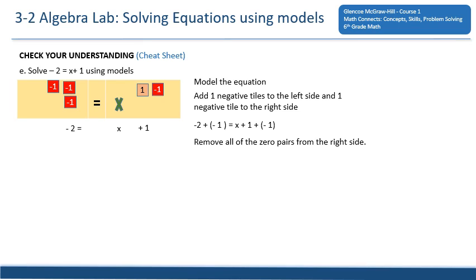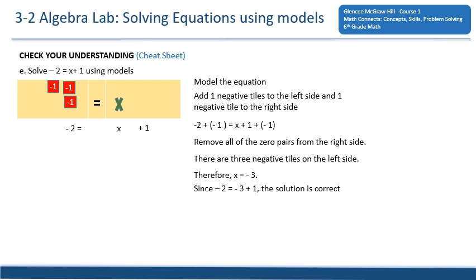And now if we remove the zero pairs from the right side, 3 negative tiles remain on the left side. So therefore, x equals negative 3. And since negative 2 equals negative 3 plus 1, the solution is correct. And again, we substituted negative 3 for x in the original equation, which was x plus 1 equals negative 2. Substitute negative 3 in, so it's negative 3 plus 1 equals negative 2.